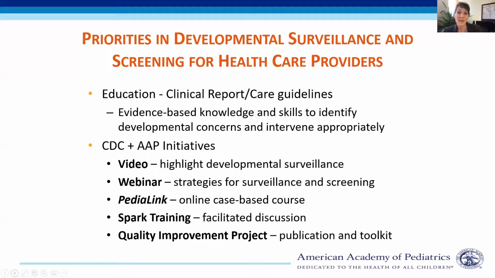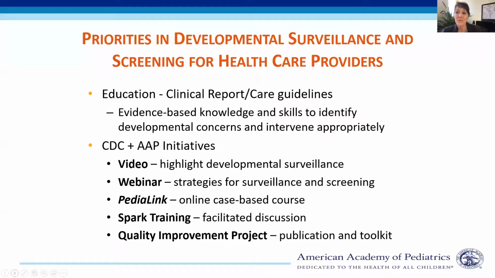The AAP at a national level and state AAP chapters have been integral in providing information and education on surveillance and screening for healthcare providers, though as Ms. Garrett mentioned, there remain some gaps in understanding and in how these are delivered. We need to continue to identify opportunities for promotion and education, provision of resources, and strategies for implementation.